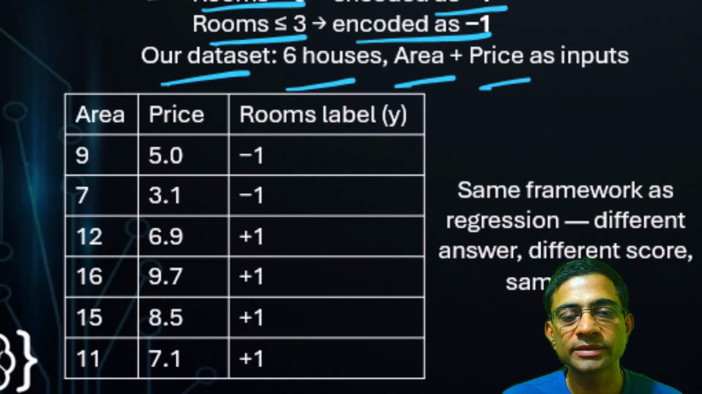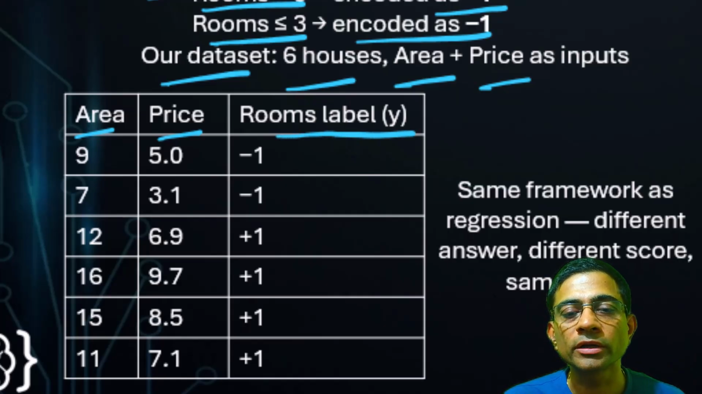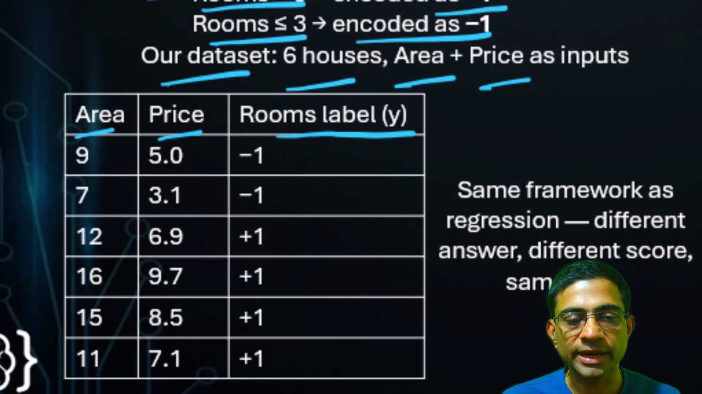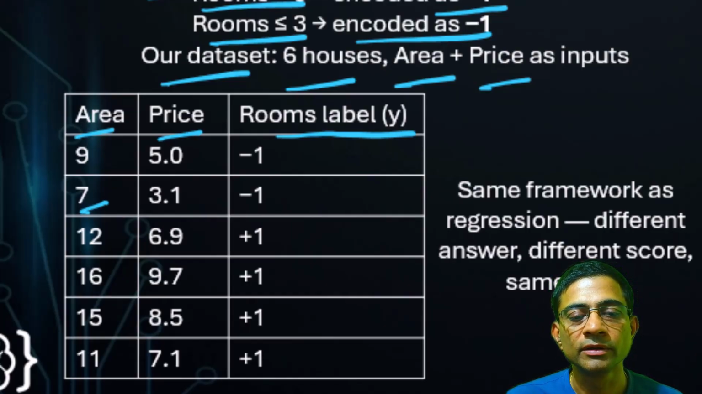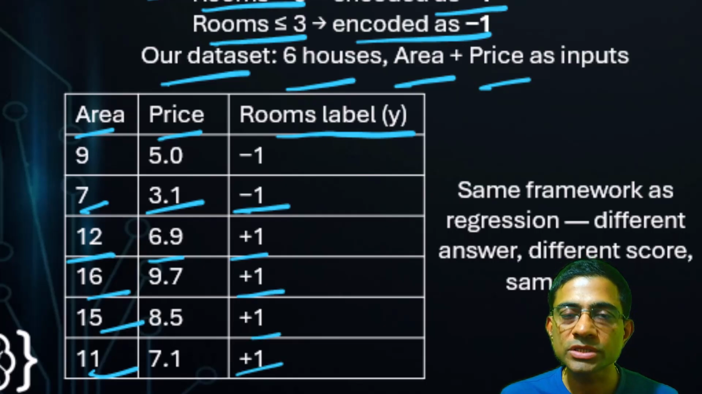Here, if you see the example, you have the area, you have the price, and room label y. This is what it is actual. Okay, this -1 means what? The room was less than 3. If the area was 9, price was 5, and the rooms were less than 3. The second data point, where the area was 7, the price was 3.1, and again the rooms were less than 3. Here, the area was 12, the price was 6.9, and the number of rooms were greater than 3. Same for here. So everywhere it is greater than 3. Got it? So this is what is our data set.